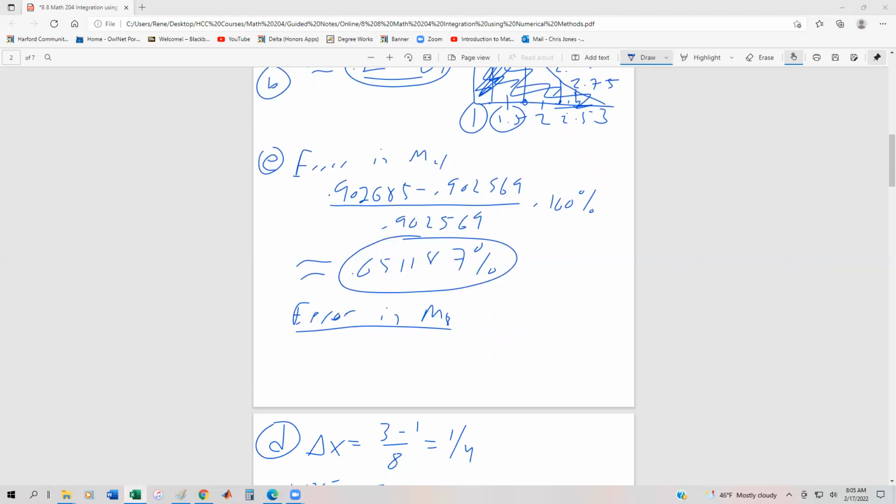So this is going to be approximately 0.012852%. So clearly we can see that M8 gives us a better approximation.